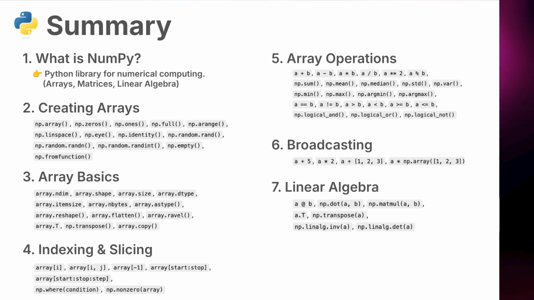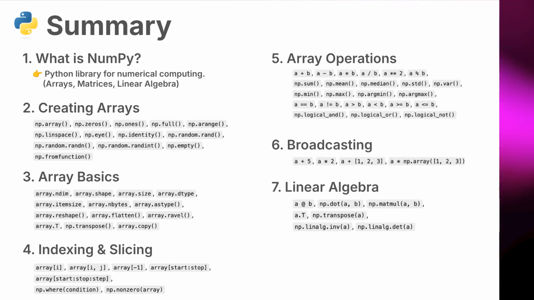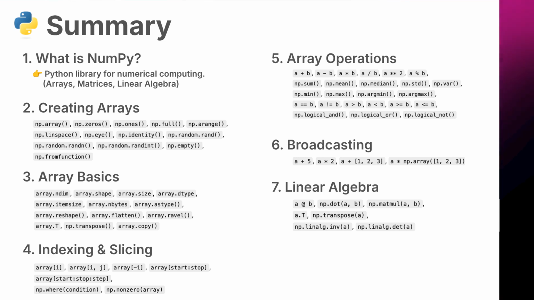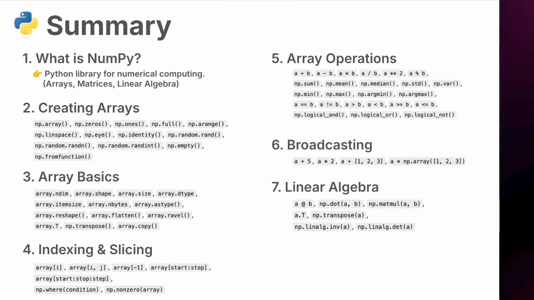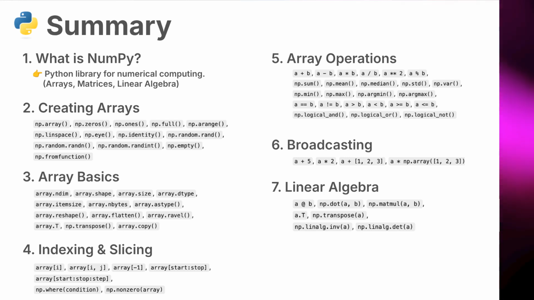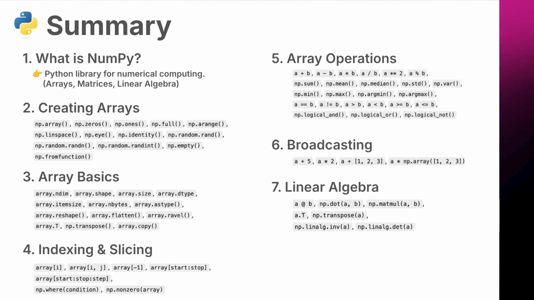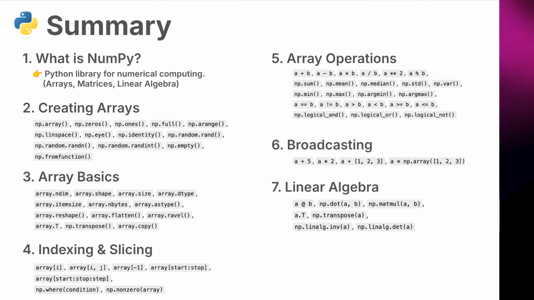6. Broadcasting. This allows you to apply operations between arrays of different shapes. For example, add a scalar to an entire array or match a 1D array to a 2D array's rows or columns. 7. Linear algebra. Useful for math-heavy tasks such as matrix multiplication, transposing, inverting matrices, calculating determinants. These are the foundational tools you'll use again and again in data science, machine learning, and beyond.